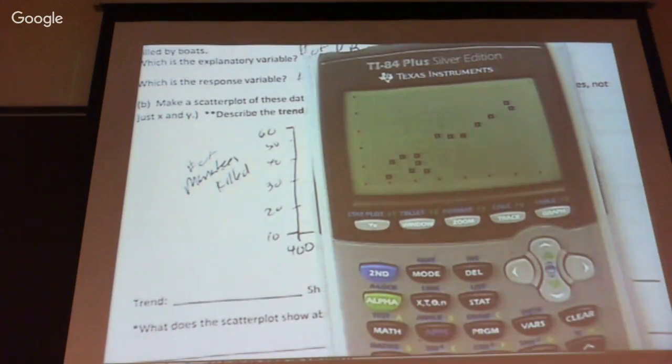There's your dots. And I'll tell you, it's a horrible feeling on the test when you hit graph and see nothing. And odds are you didn't do your window. That's usually the mistake, right? Or you have 2 plots on or something weird.